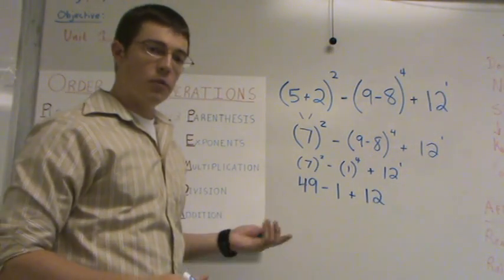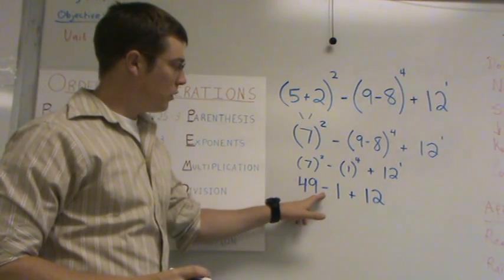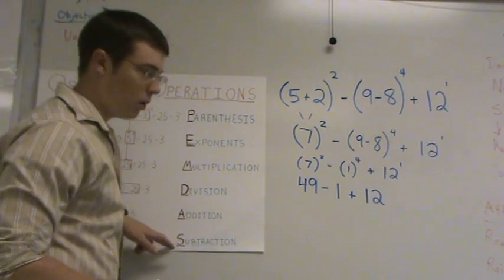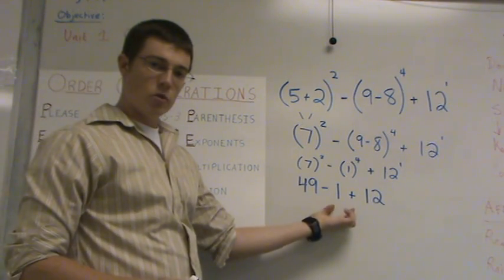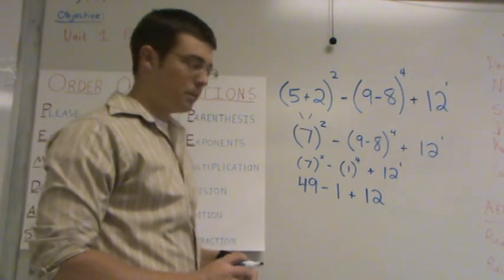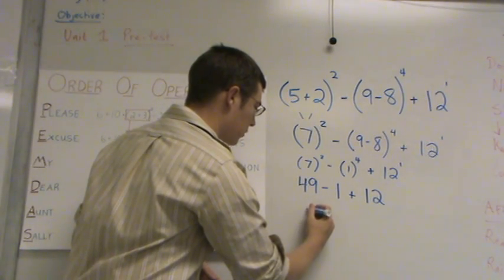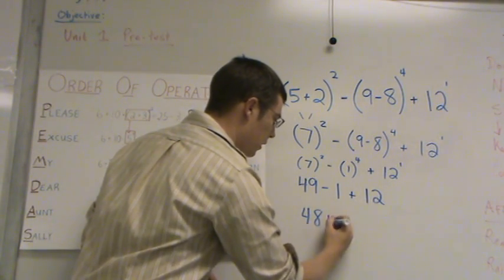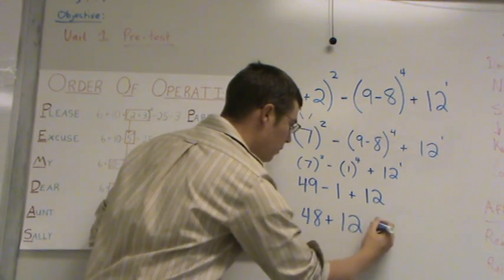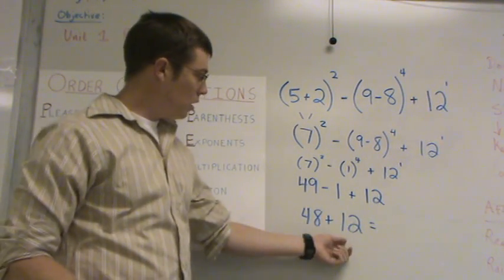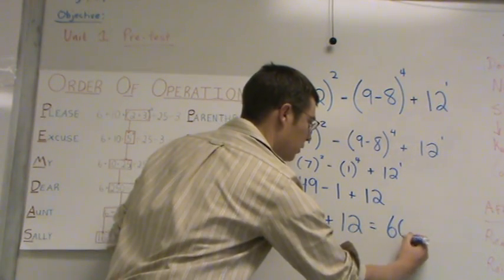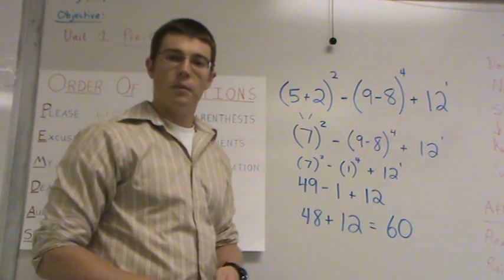So now we can go left to right, starting with subtraction. Even though it comes last in the order according to the poster, if we have addition and subtraction, remember, we just work from left to right. So 49 minus 1 is 48. And then finally we have plus 12, and we end up with an answer of, you guessed it, 60. Because 48 plus 12 equals 60.